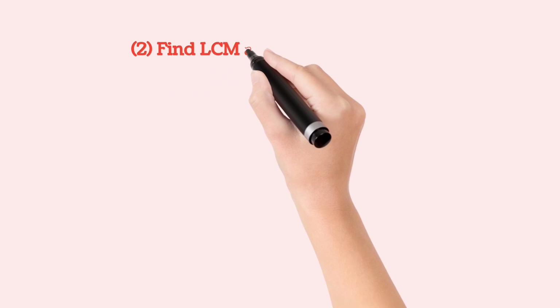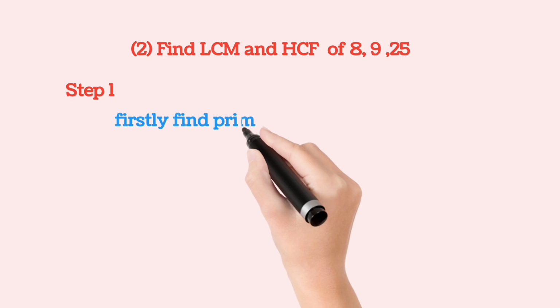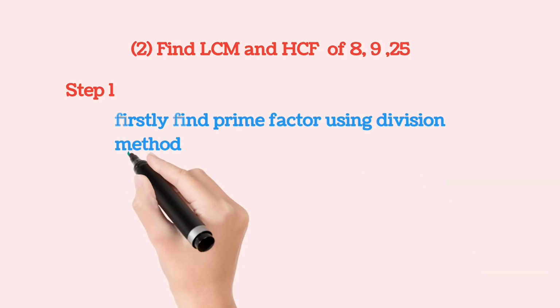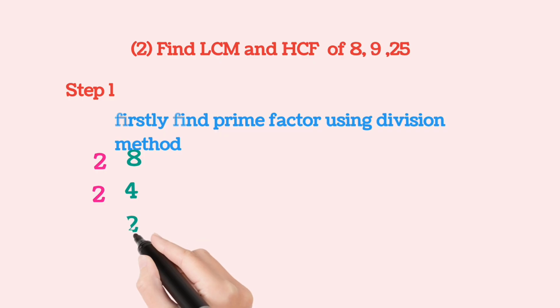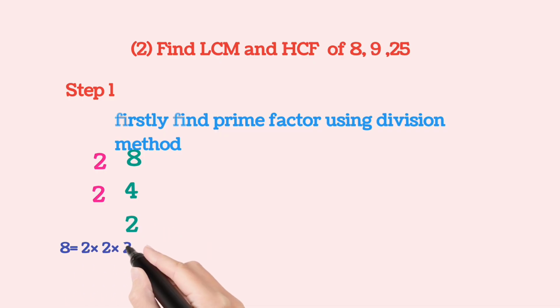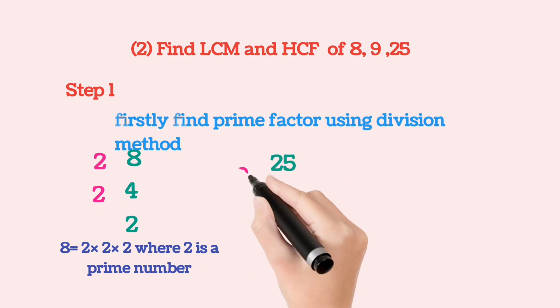Now we see the next example. Find LCM and HCF of 8, 9, 25. Step 1. Firstly find the prime factors using division method. So 8 divided by 2, that is 4. 4 divided by 2, that is equal to 2. Then 8 equal to 2 into 2 into 2, where 2 is a prime number.